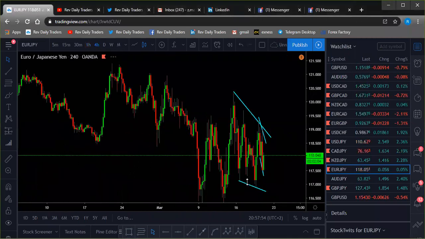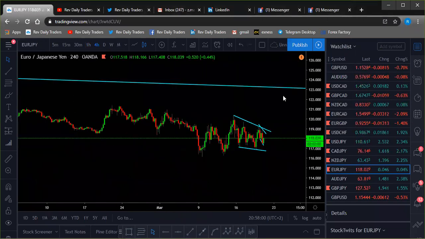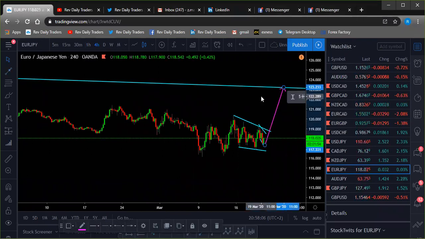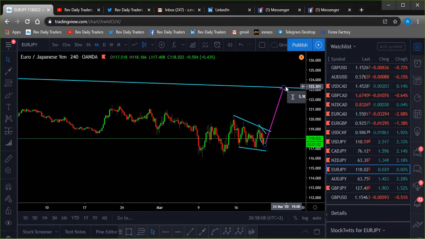Euro yen. We're expecting an up move to take us to 1.123.334. Okay, guys? That's where you should take a profit there.